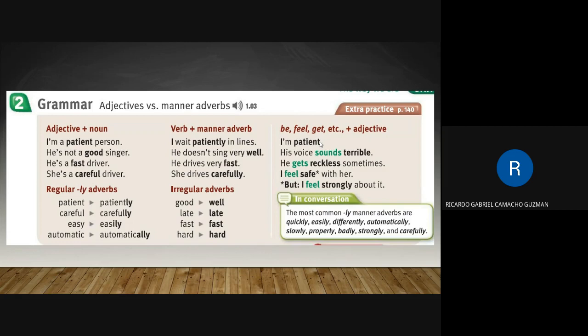Entonces, ¿qué es lo que sucede aquí? Que si yo me estoy describiendo a mí mismo, voy a hacerlo de tal forma que esté utilizando un adjetivo, no un adverbio, porque a final de cuentas a quien estoy describiendo es a mí mismo.